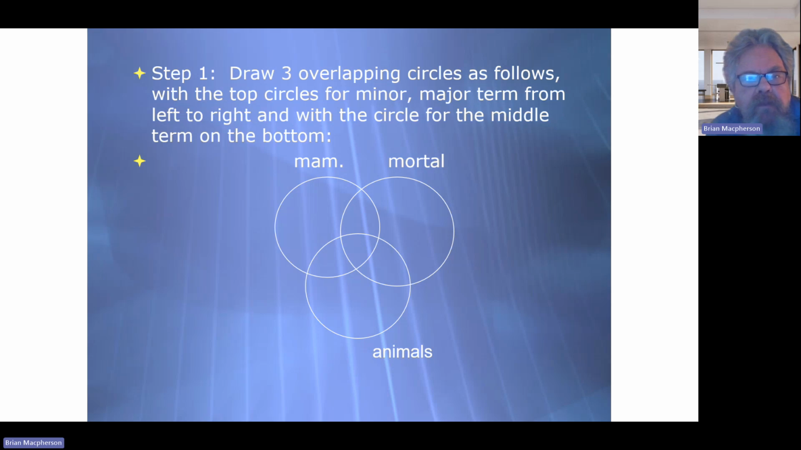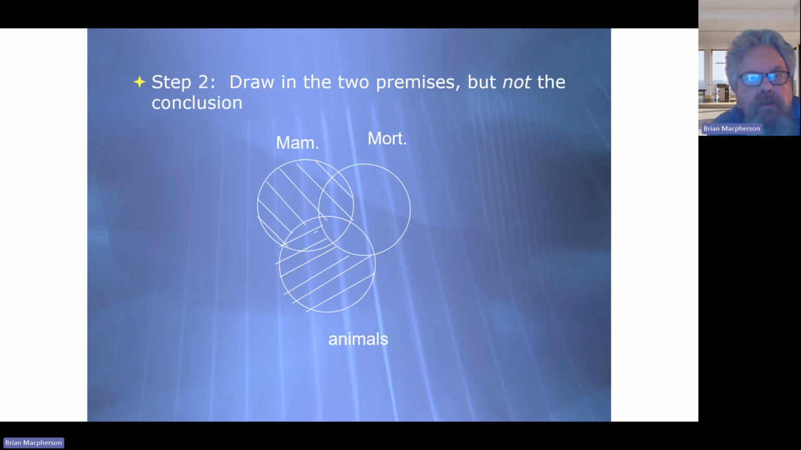So one of the premises is all mammals are animals, right? And the other premise is all animals are mortal. So for all animals are mortal, we shade in everything in animals that doesn't overlap with mortal. And if we say that all mammals are animals, we shade in everything in mammals that doesn't overlap with animals. So this is the diagram that we end up with.